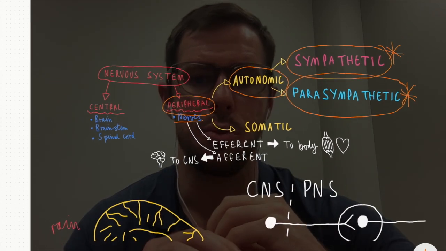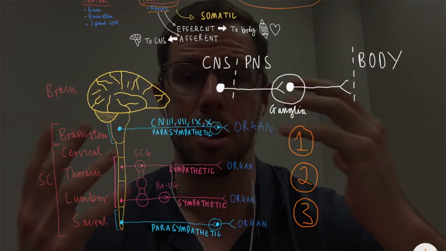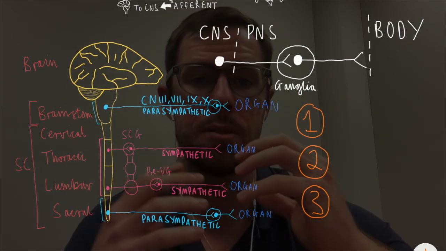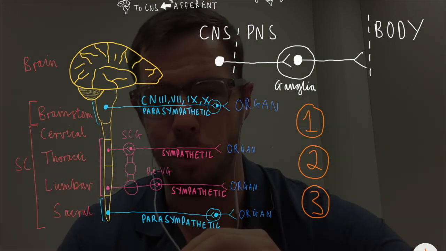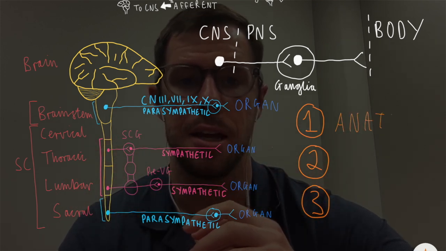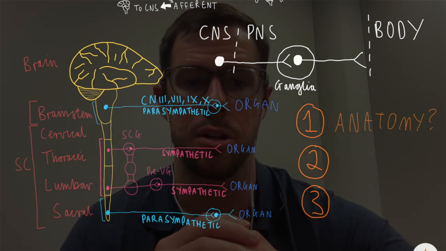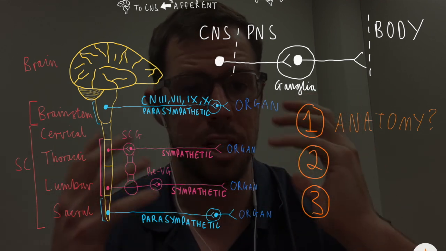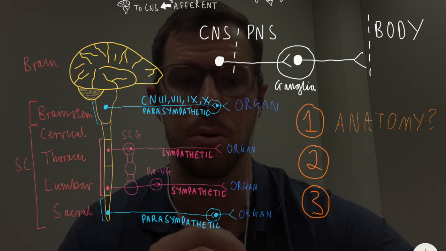So, what are the 3 key points that we need to think about when considering the anatomy of the autonomic nervous system? Number 1, sympathetic and parasympathetic nerves originate from different parts of the CNS. Here we have the brain, brainstem, and the different levels of the spinal cord, aka this is our central nervous system. Sympathetic nerves, which are drawn here in pink, originate in the spinal cord only. Specifically, sympathetic nerves originate in the thoracic and lumbar spinal cord.